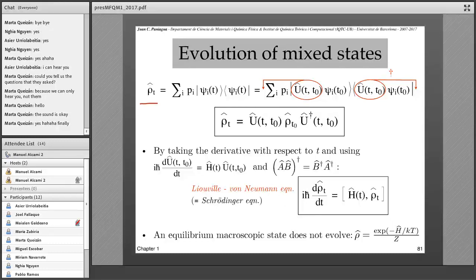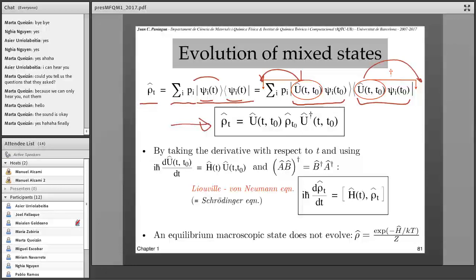If we have a mixed state expressed as usual as a sum of probabilities times projectors over pure states, as we know the evolution of the pure state, we can put here in this ket the time evolution operator times the initial vector, and the same thing here. Since these evolution operators do not depend on the index i, they can be put outside the sum, the same thing here, but with an adjoint because it's a bra. And then we obtain this equation for the time evolution of any density operator. So again, all we need to know is the time evolution operator.